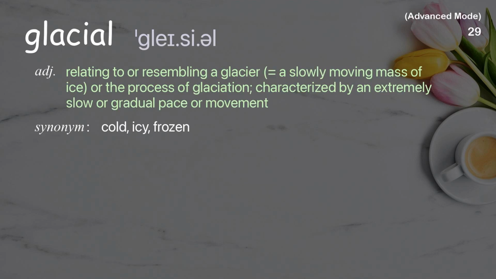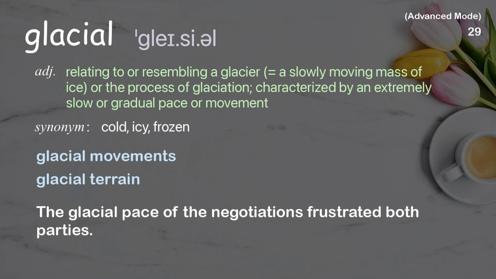Glacial. Relating to or resembling a glacier, a slowly moving mass of ice, or the process of glaciation; characterized by an extremely slow or gradual pace or movement. Examples: Glacial movements. Glacial terrain. The glacial pace of the negotiations frustrated both parties.